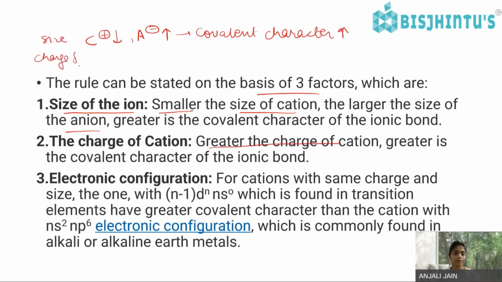Now we will talk about the charge. The greater the charge on the cation, the more the covalent character will increase. Ionic character is for the gain or loss of electrons, so if the charge on the cation is more, then the covalent character will be more. An ionic bond will be formed if any charge is there, but the covalent character will be more if the cation is having more positive charge.